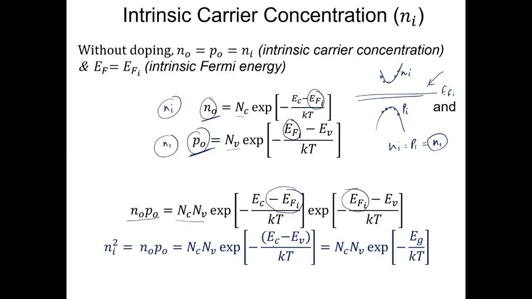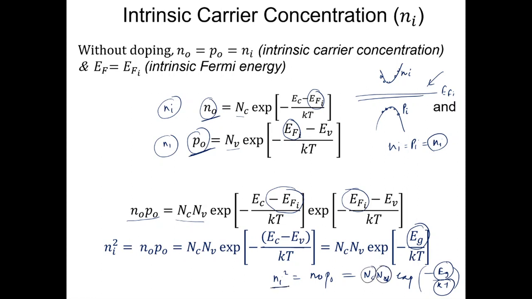So what you get is the difference of the conduction band and the valence band, and you know that the difference of conduction band and the valence band is nothing but the band gap of that particular material. So the Ni square, which is the product of N naught and P naught, is equal to NC NV, which is the effective density of states in the valence and the conduction band, exponent of minus Eg by KT. And as you know, Eg is a constant, a material parameter, and KT is also a constant, and NC NV are also constants.